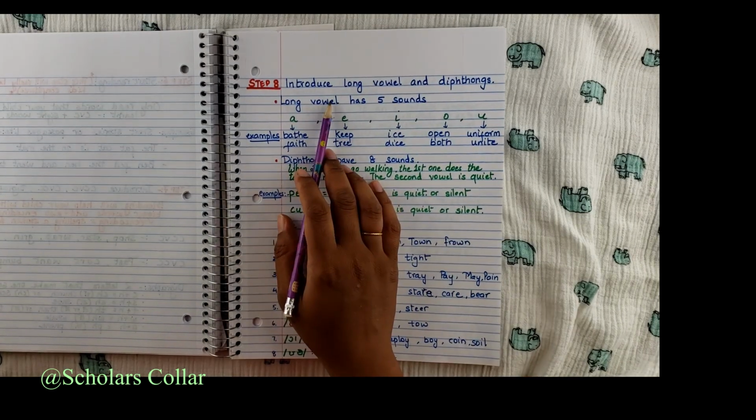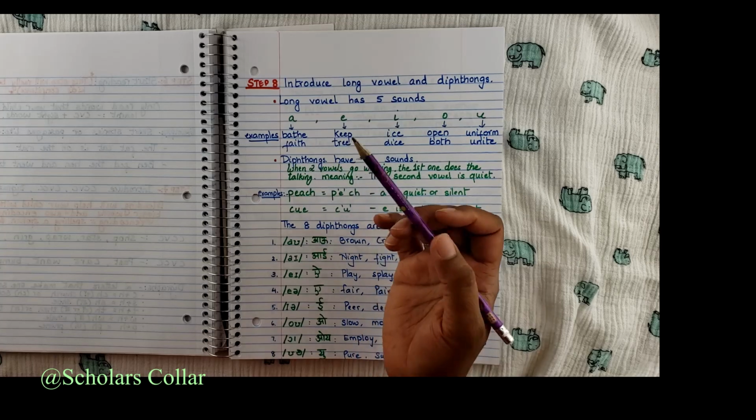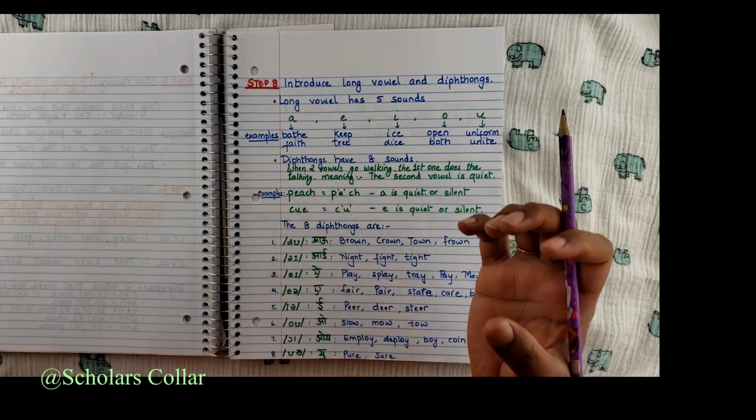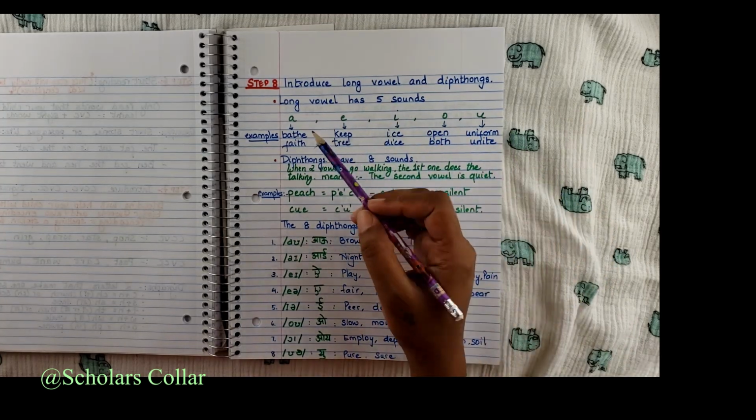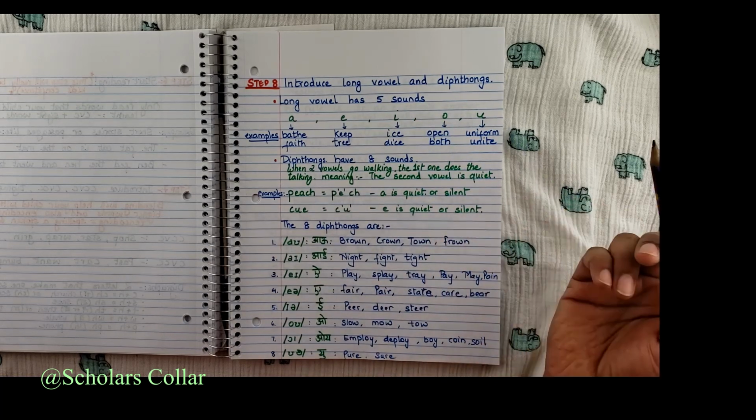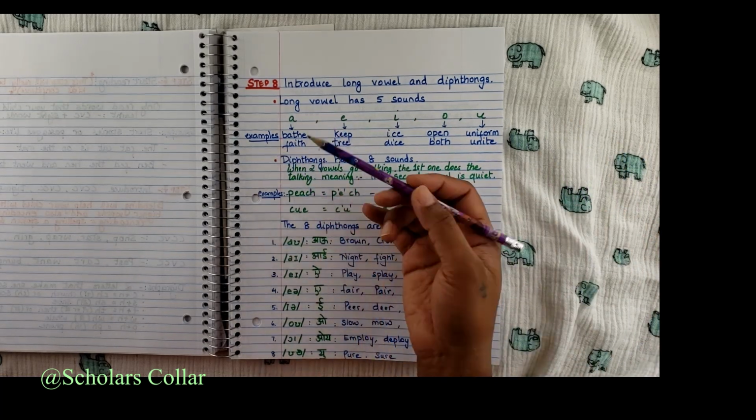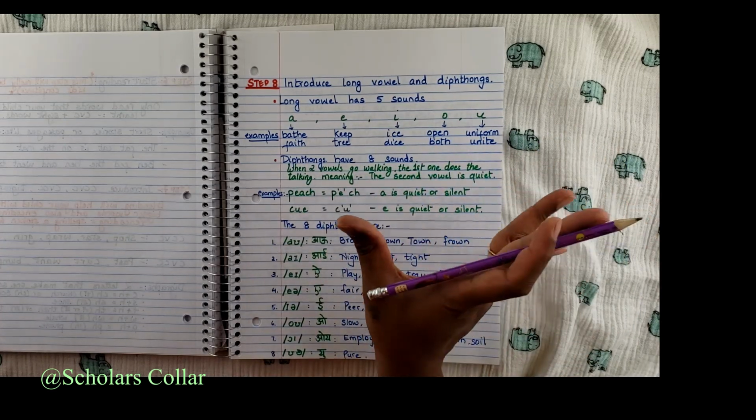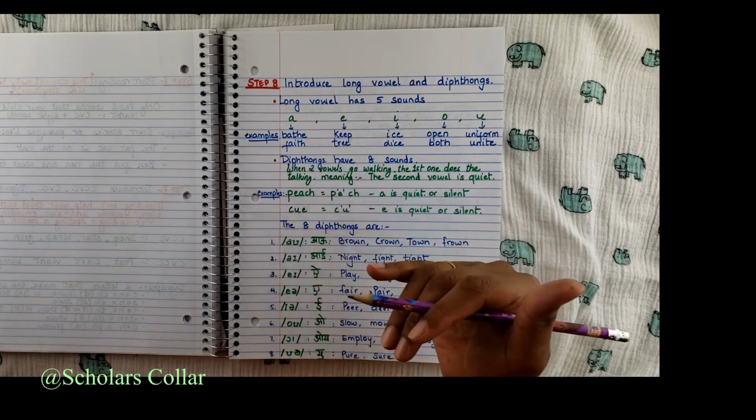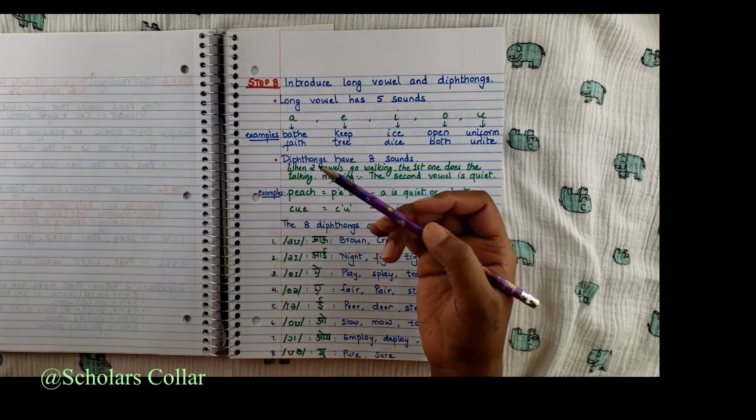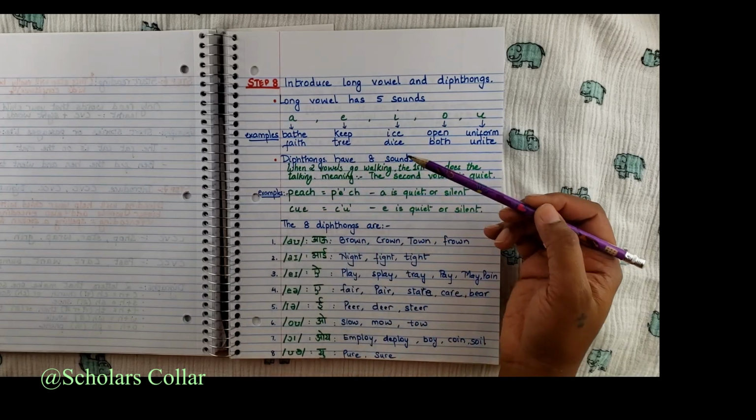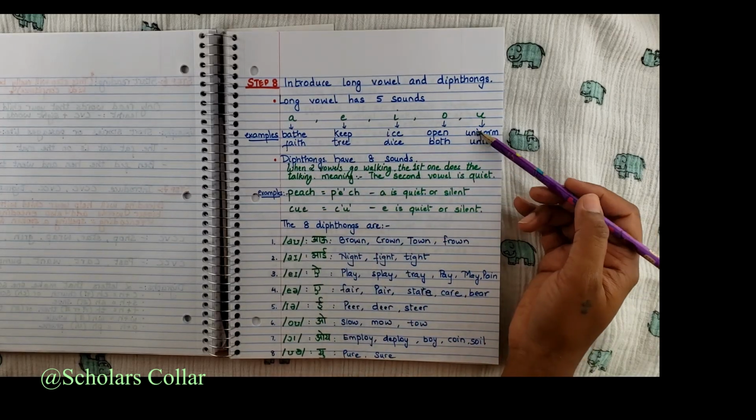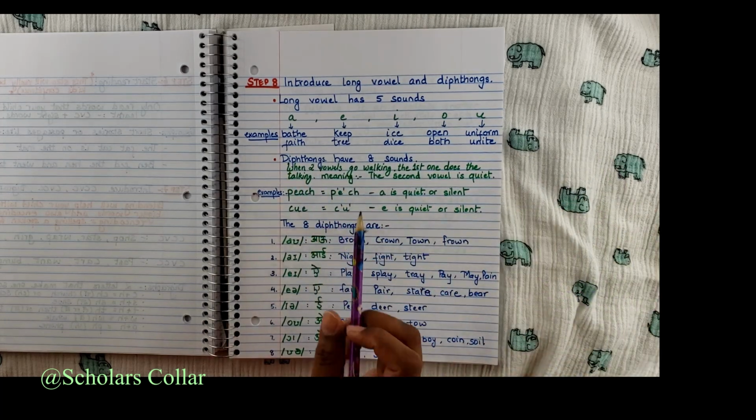Next step is to introduce long vowels and diphthongs. Long vowels are the sounds of the actual names of the vowels, like A, E, I, O, and U. Simple. Then the words, however, may be in a bigger word. They are not in small CVC short sounds, right? Not like mad, cat, and fat. These are bathe, faith, keep, tree, ice, dice, open, both, uniform, unite, and stuff like that.